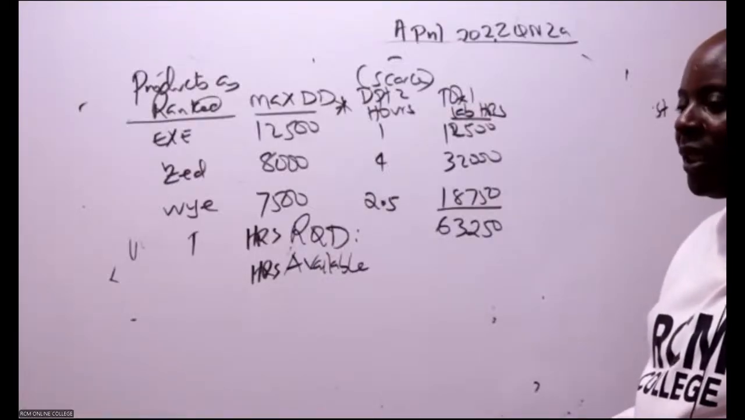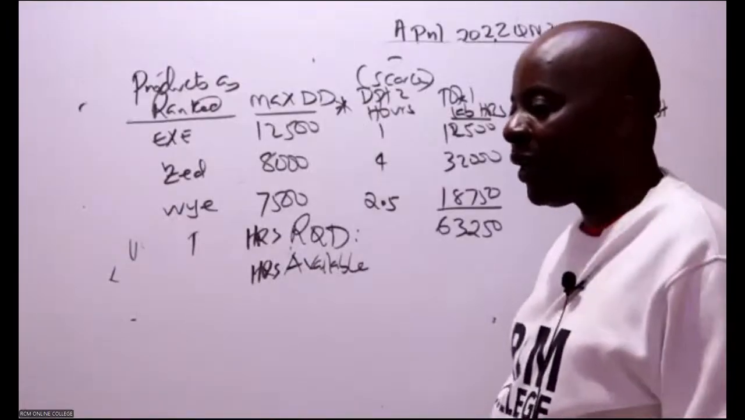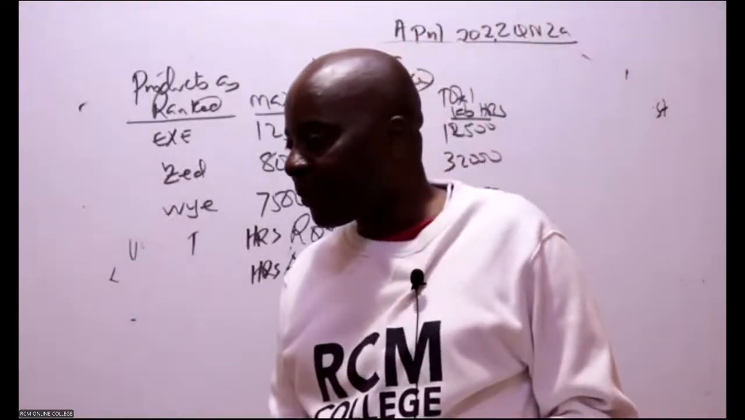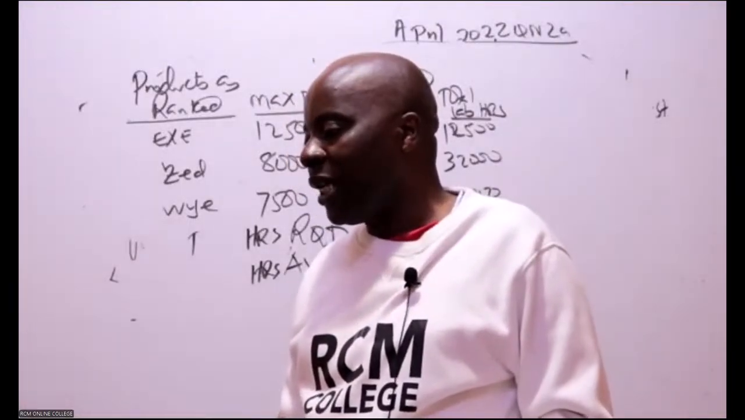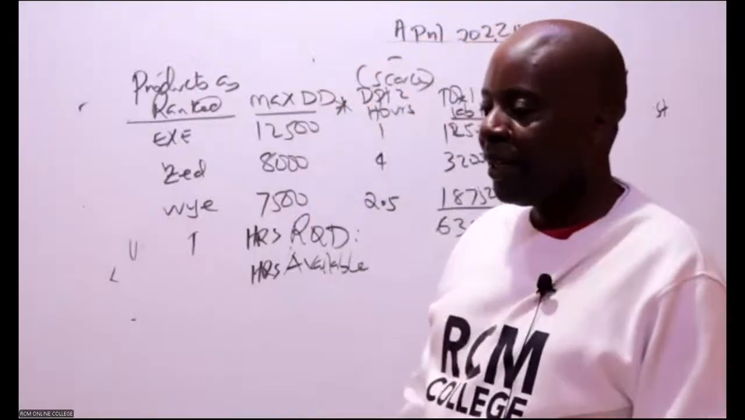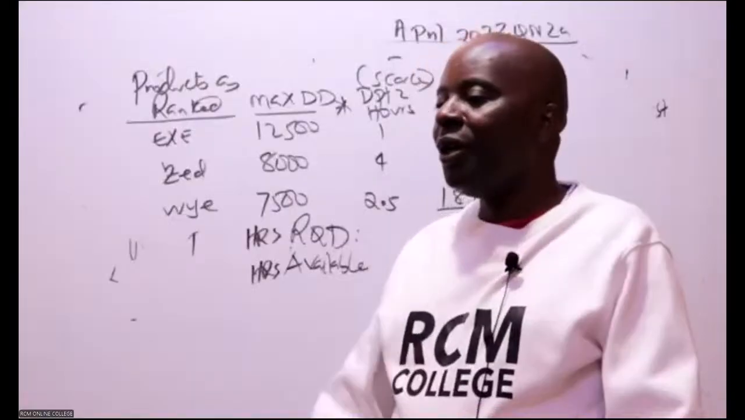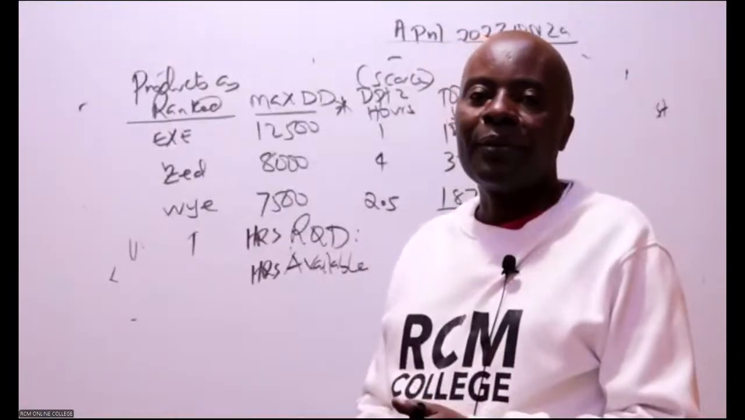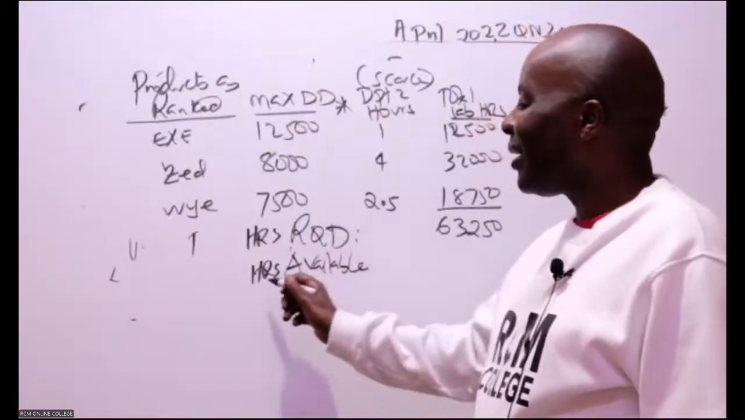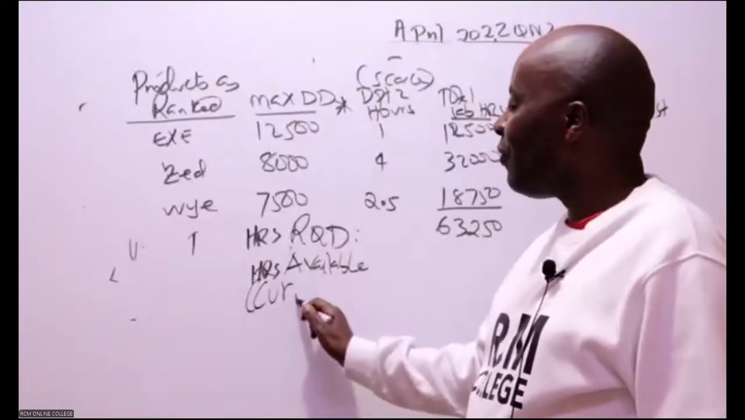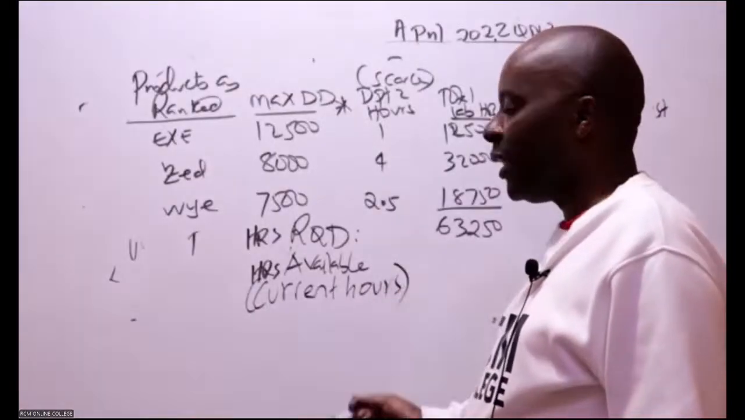We have a student saying, Mwalimu, the ones which are available, they are 46,500. And that is correct. I would want to see how many will be able to get it right. You see, hours available are the same as the current hours. Whenever they are not given, you shall always compute the hours used, like the current hours.